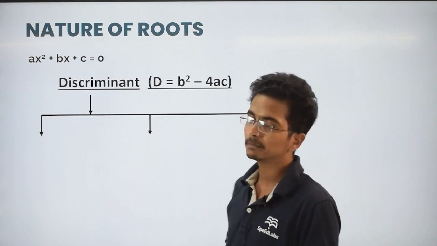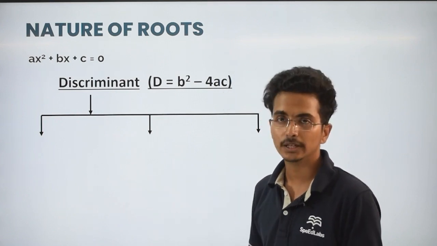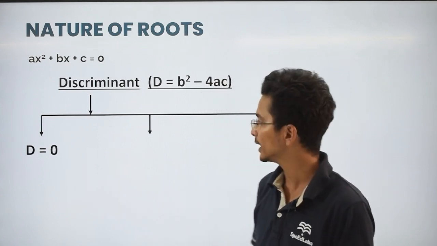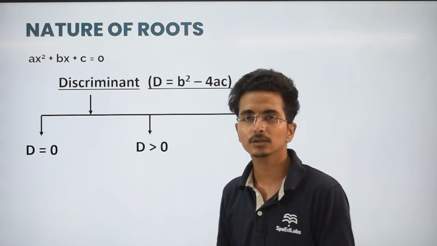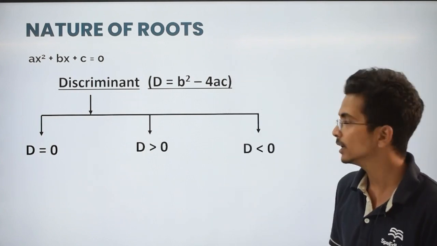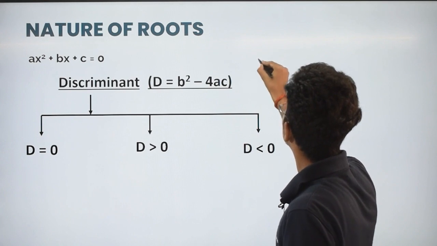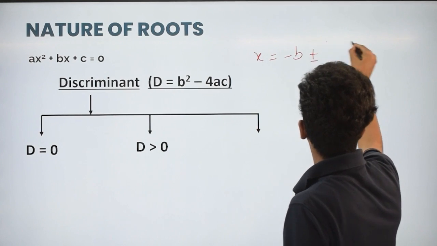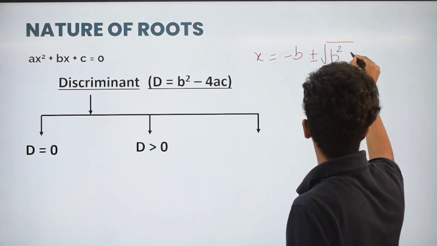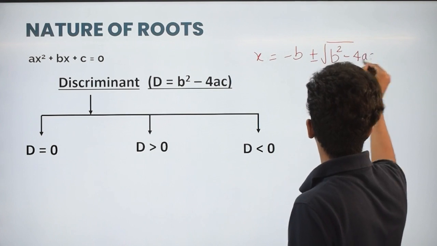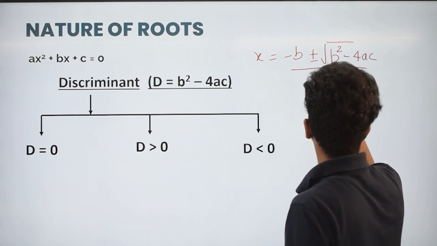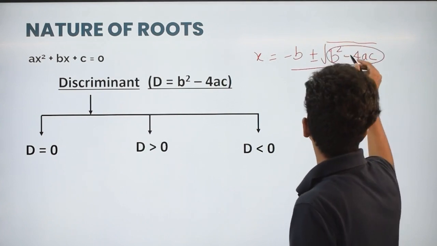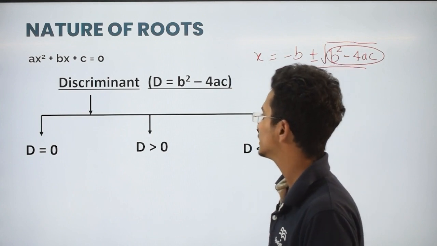Based on the discriminant value, we have categorized into three types. There are three conditions. The first condition is d equal to 0. The second condition is d positive, greater than 0. And the third one is d negative. So let me write the formula once again. It was minus b plus minus under root of b square minus 4ac upon 2a. In that, what is inside the under root is d, so it is under root of d. You can write the formula that way also.